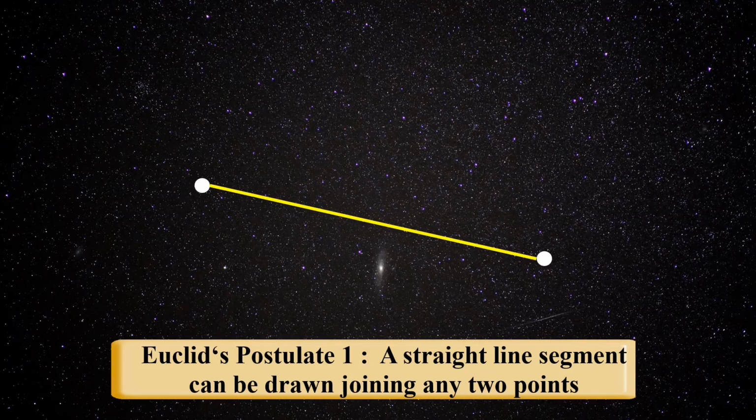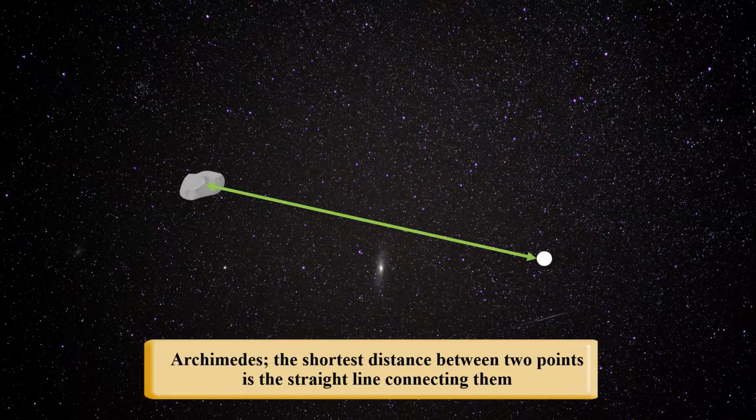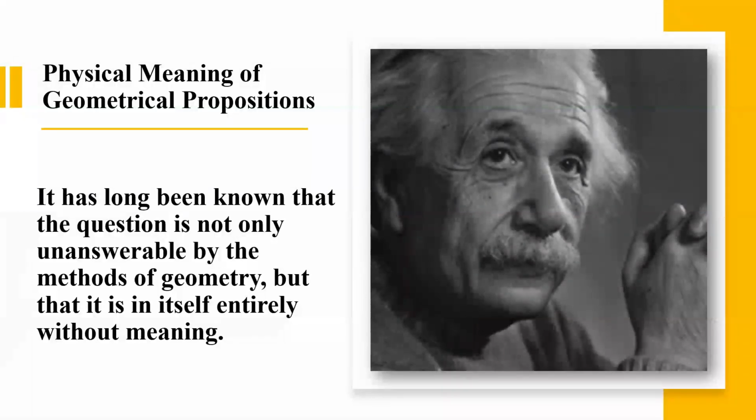For example, what do we mean when we say that it is true that a straight line can be drawn between 2 points in space? What do we mean when we say it is true that the shortest distance between 2 points in space is the straight line connecting them? Einstein replies to his own question.